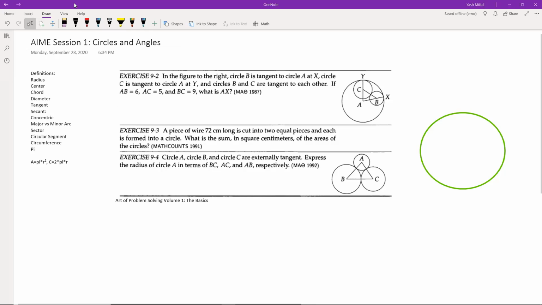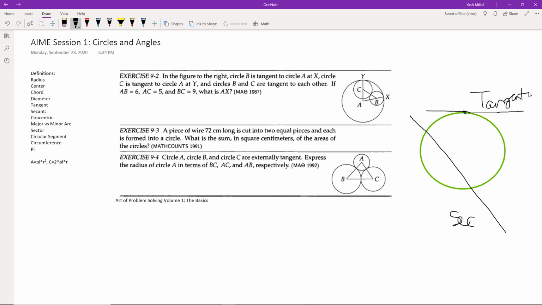So a tangent line just grazes the circle. It doesn't go inside it, it intersects it at only one point. It only touches it at one point. A secant is a line that goes outside the circle, inside the circle, and outside it. So this line here is a secant, and this line here is a tangent. For a secant line, there are 2 points of intersection. For a tangent line, there's only 1 point.